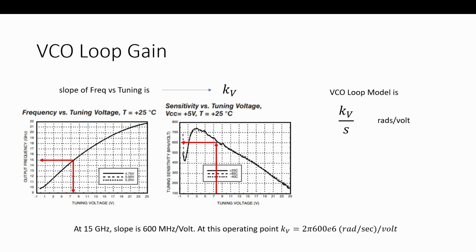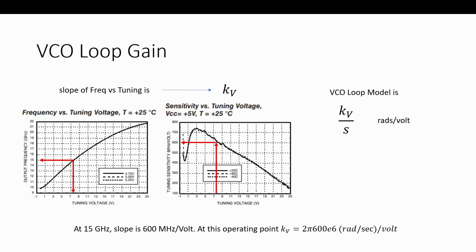600 millivolts per hertz. So 15 gigahertz slope is 600 megahertz per volt. Sorry, I said that wrong: 600 megahertz per volt. So at this operating point, in terms of kV, in terms of radians, 2 pi f makes it radians. So kV is 2 pi times 600 megahertz per volt. So that's our number. We determined kV.